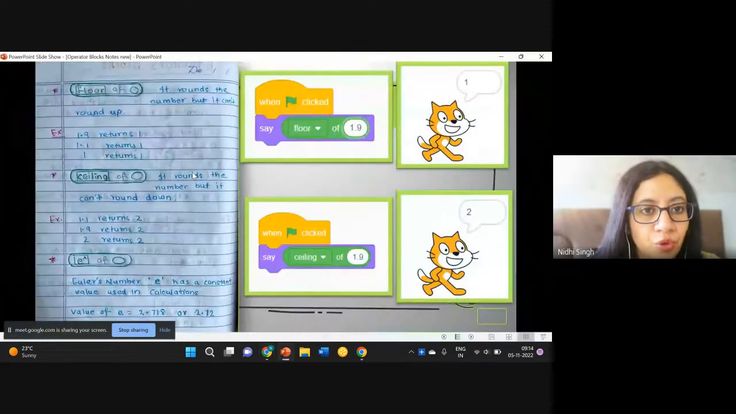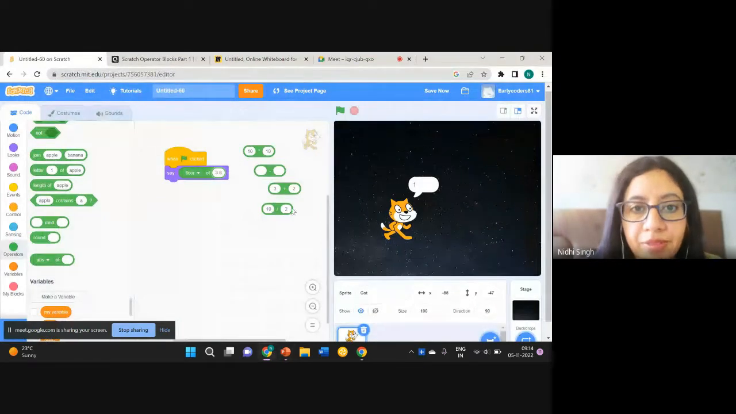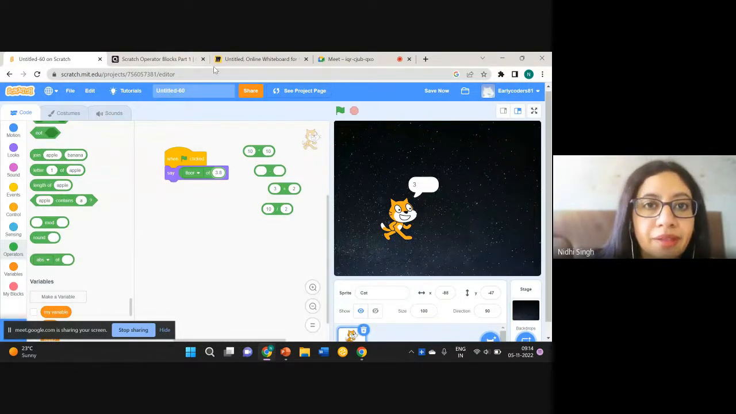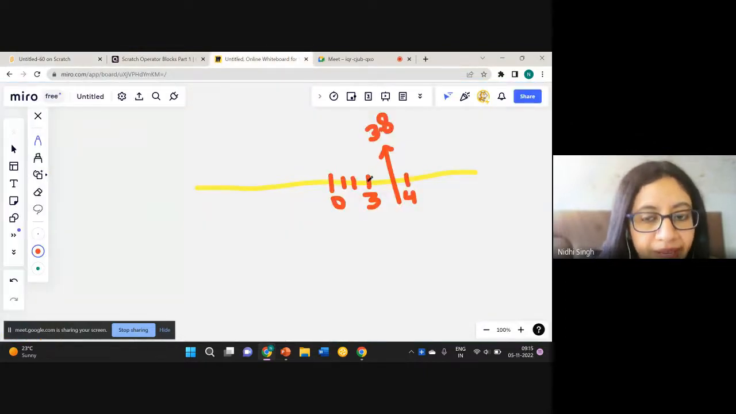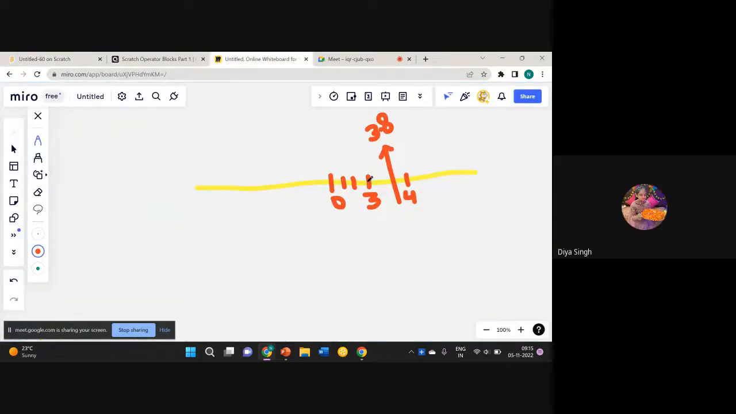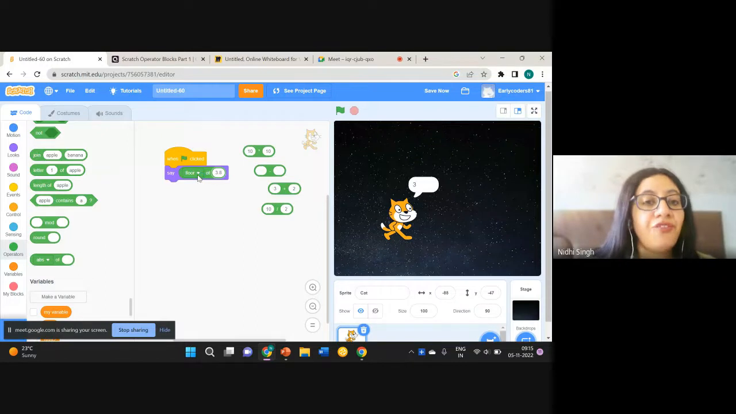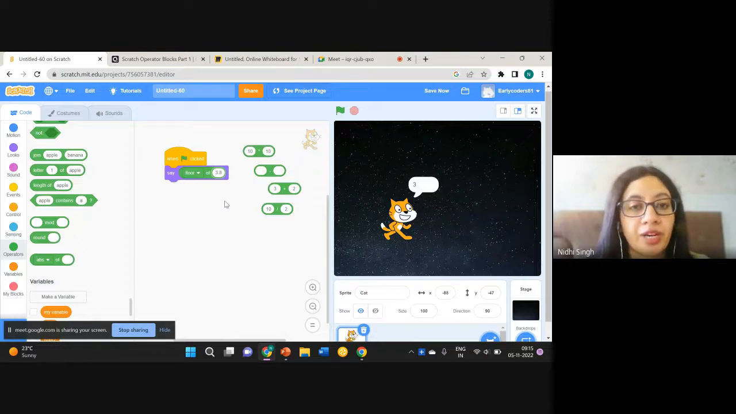Now, what will floor do? It rounds the number, but it can't round up. See the result first. The answer is 3. It has rounded the number, but towards its left-hand side. Ma'am, why downside? Ma'am, the function is wrong, the answer should be 4. No, that's what I'm saying, Diya. Floor will round the number, but it will not round up to the upper value.